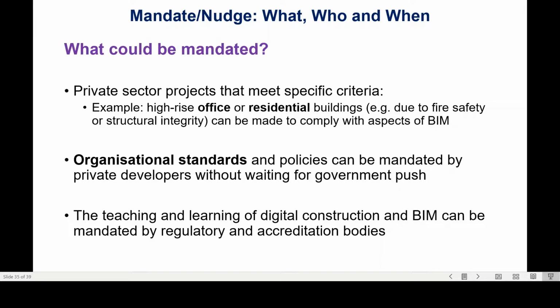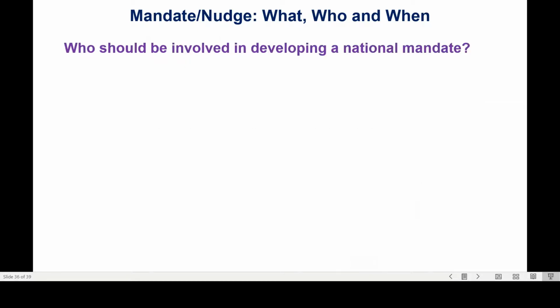Also, the teaching and learning of digital construction and BIM can be mandated. Why not? But you need the regulatory and accreditation bodies in charge of these sort of things to make this mandatory. Say, we're not going to give you accreditation as a degree course unless you implement certain things here and there to show that your graduates are going to come up with skills that are relevant to the digital world that we live in.